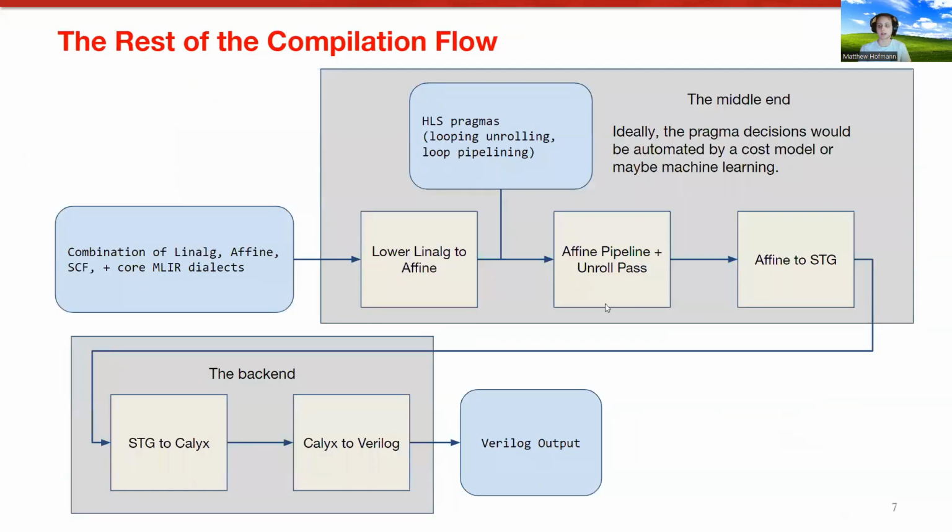So this slide sort of explains the middle end of our compiler. And then when we're talking about Calyx, that is the back end of our compiler. Once we have a control program, Calyx is able to produce Verilog for us.